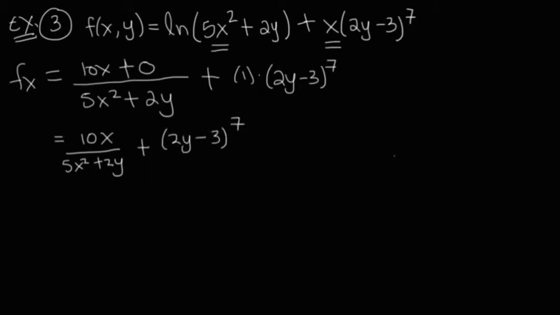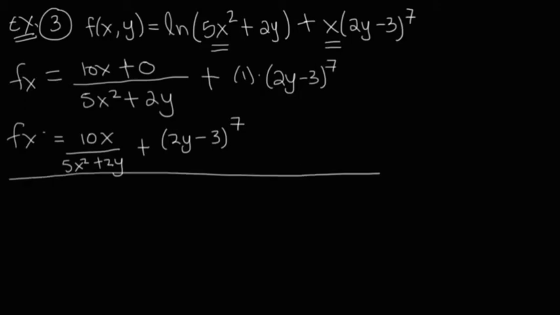I just want to backtrack a little bit and remind you, for the derivative of ln, you're always putting the inner function, in this case 5x squared plus 2y, at the bottom. And then the derivative of the inner function goes at the top. So if you have to go back and review a little bit, by all means do that. But here is the partial with respect to x, and there it is.